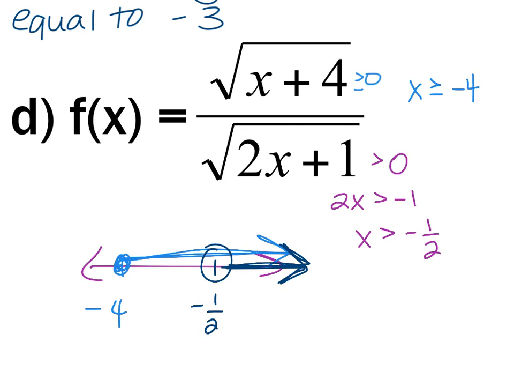Because it's got to be good for both, what do I pick? The -1/2, okay? If I pick something within this range, it works for the top, but it will still give me a negative on the bottom, and I can't do it. So it's the most restricted one. Sometimes it's the top and sometimes it's the bottom. So you got to pay attention.